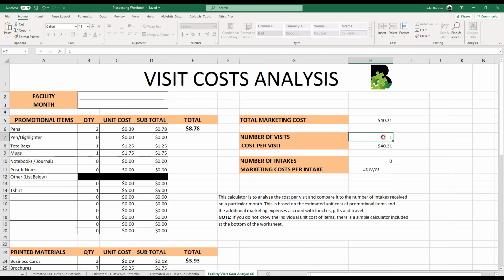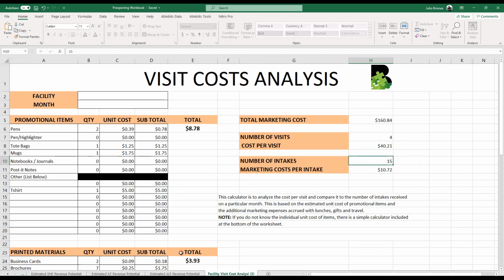If it's a high value facility, we are likely going to do 4 visits in the course of a month with similar items. How many intakes did that facility provide us? Well, let's say the facility gave us 1 intake for the month. That means that intake costs us $160.84. But if that facility brought us 8 intakes for the month, that means each intake only costs us $20. And obviously, the more, the cheaper it gets.